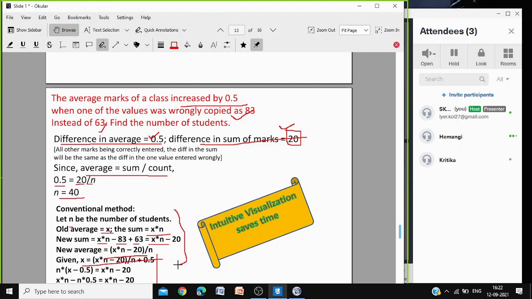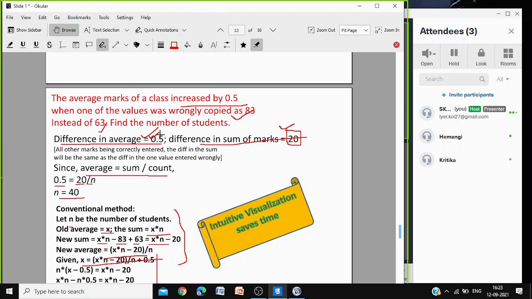Think that all the other marks are correctly copied. Only one mark, instead of 63, you are copying 83. So the total will increase by exactly 20. All others are correctly copied. So if you write 83 instead of 63, whatever the total is, you will get 20 extra. And then in the average you are getting 0.5 extra.